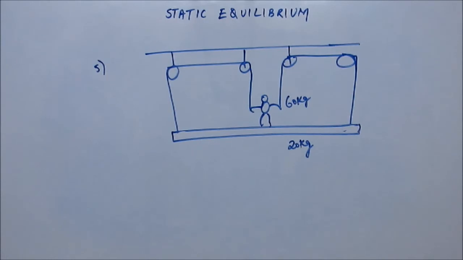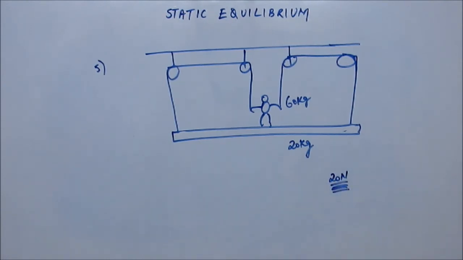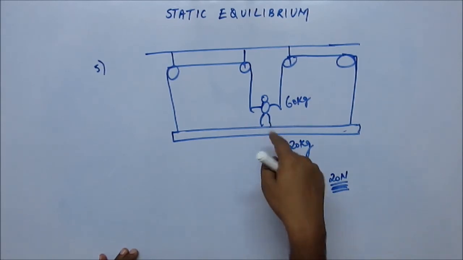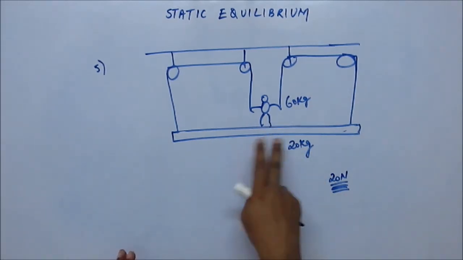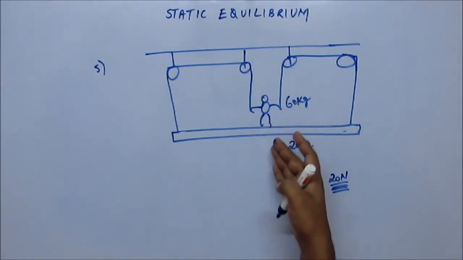So now your answer is 20 Newton. 20 Newton is the right answer. Very good. Now I know what you did. You followed the first procedure of taking the man and the rope as the system to avoid the normal reaction between the man and the platform, taking the platform and the man as a system to avoid the normal reaction between the man and the platform.